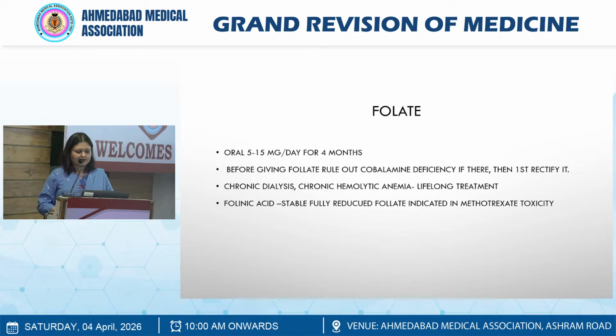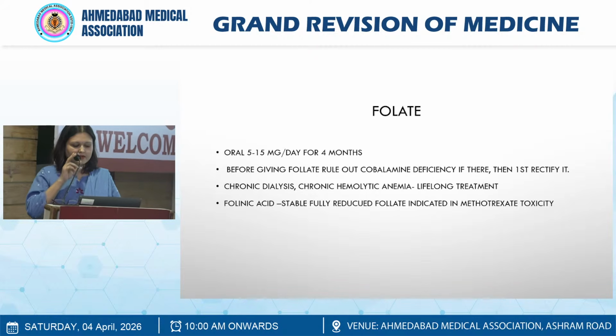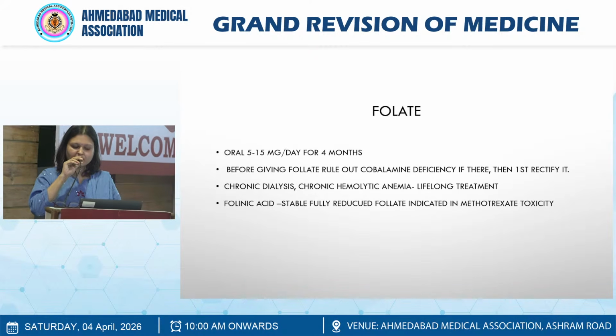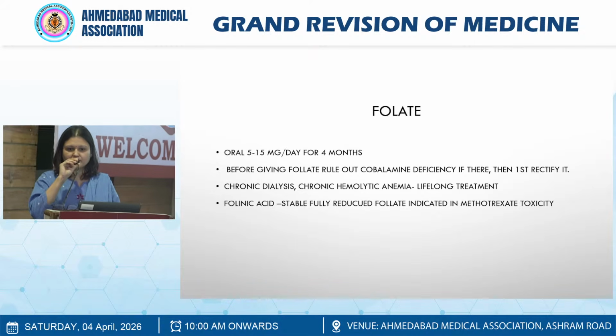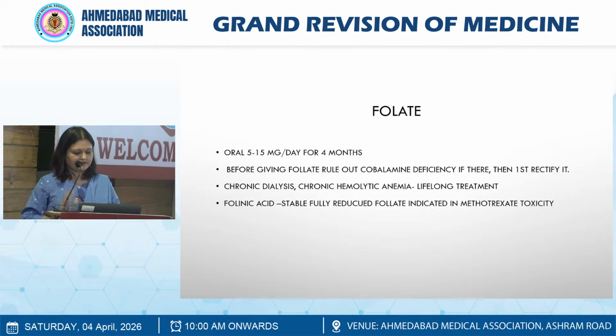Folate: when there is megaloblastic anemia but serum B12 level is normal, always suspect folic acid deficiency and treat it with oral folate, 5 to 15 milligrams per day for 4 months. Before giving folate, rule out cobalamin deficiency. If you don't, it worsens cobalamin deficiency. Okay. And if the patient is on chronic dialysis or has chronic hemolytic anemia, then lifelong treatment with folic acid is required.